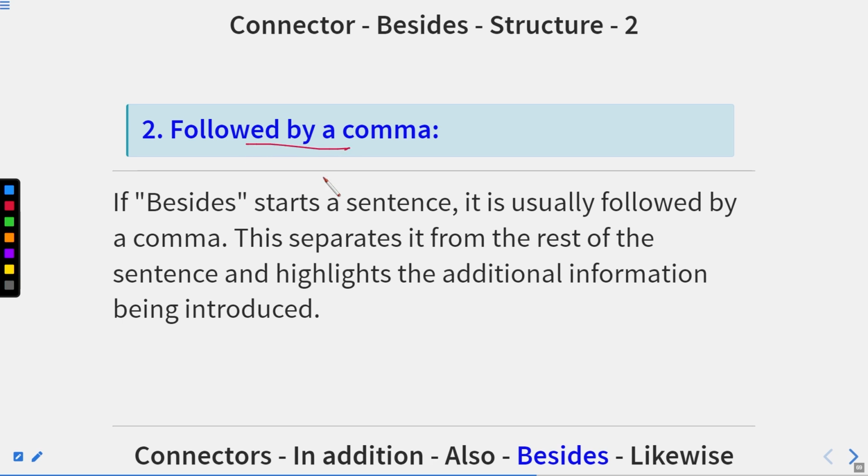If besides starts a sentence, it is usually followed by a comma. This separates it from the rest of the sentence and highlights the additional information being introduced.